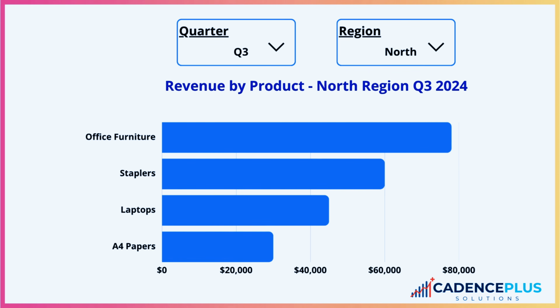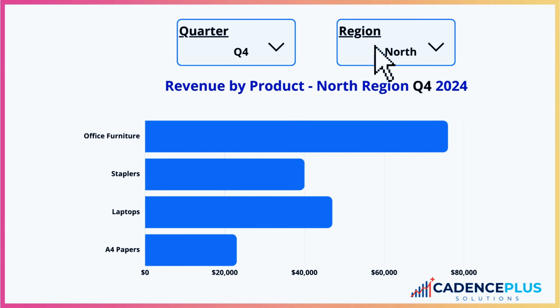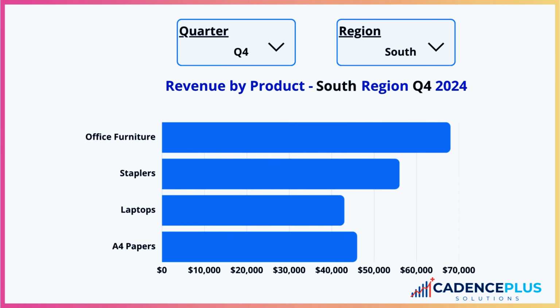Imagine a chart title that says Revenue by Product, North Region, Q3 2024. And when a user changes the region slicer to South and the quarter slicer to Q4, the title changes to say Revenue by Product, South Region, Q4 2024. That is called a dynamic title. And it is one of those small features that instantly upgrade your reports, making them look more polished and professional. We're going to build one today, so let's get into it.